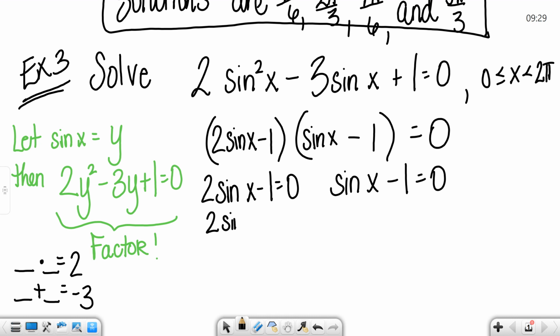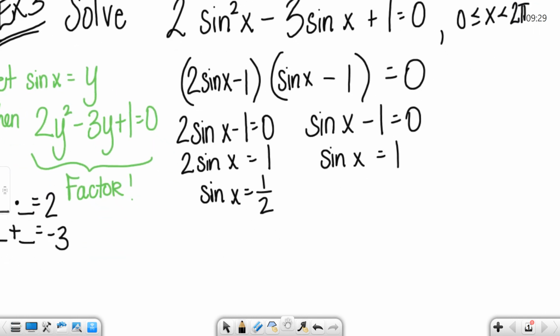And then I solve. So I move this 1 over, and then I divide both sides by 2, so sine is 1/2. And over here on this one, I just have to move that 1 over. So now we're looking at our unit circle, okay? This does not say sine 2x, so we can just look at the unit circle.